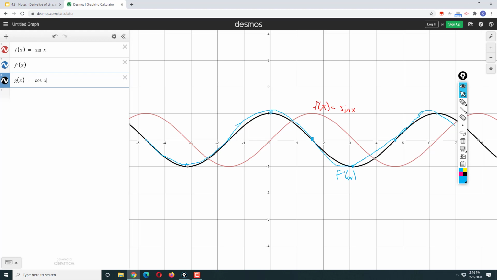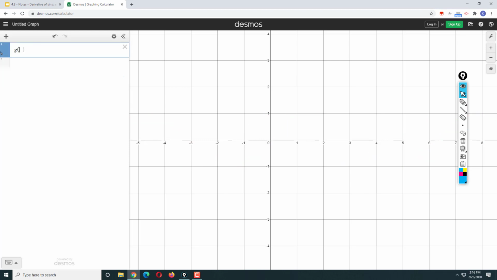So what did we learn? We learned that if f of x is sine of x, the derivative of sine of x is just cosine of x. Okay. We can repeat the same process. This time, let's use g of x as cosine of x. Let's see what the derivative of cosine of x looks like. You might guess, hey, the derivative of cosine of x might be sine x, because the derivative of sine x is cosine x. Let's see if we're right.